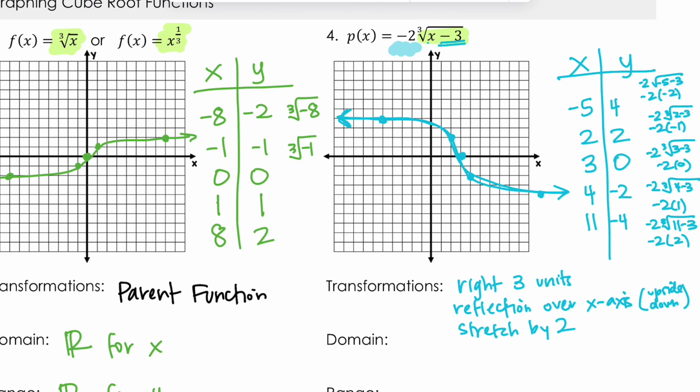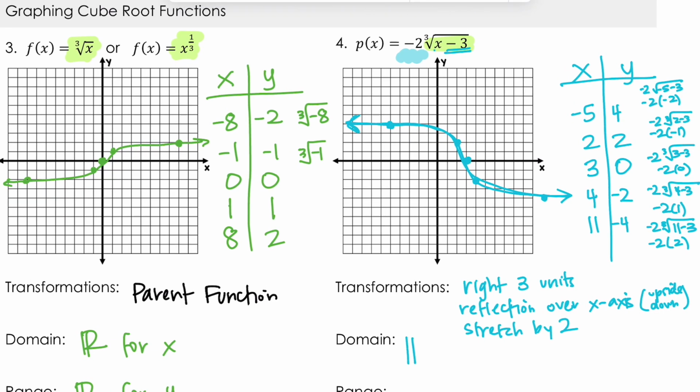Notice our graph goes all the way left and all the way right. So our domain is all real numbers. And it's going to eventually go all the way up and all the way down. So our range is also all real numbers.